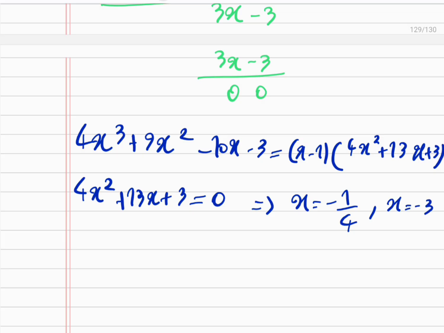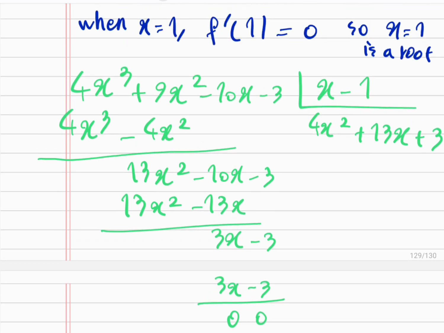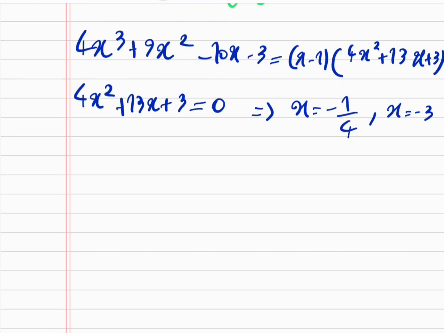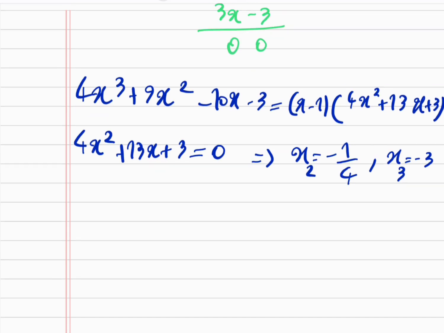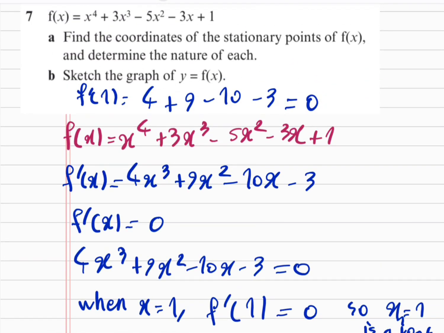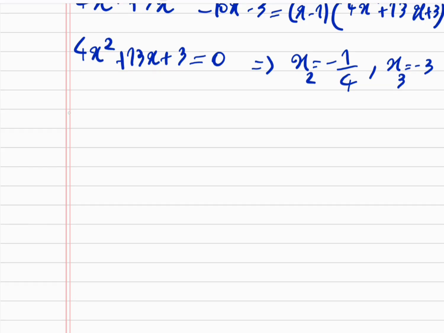So, and also remember that one of the roots was 1. So let's call this x1 just to keep track of the roots, this one x2 and x3. So now we have all the roots, so we can then find the corresponding stationary point of each of these by substituting the x coordinates into f of x. So when x is equal to 1, f of 1 is equal to minus 3.